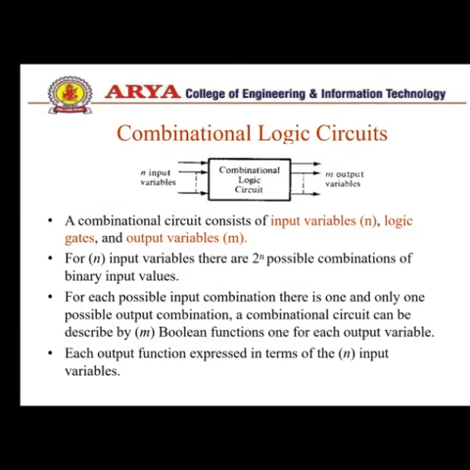A combinational circuit is a circuit in which we combine different gates. The term combinational circuit means combining two or more logic gates to form a required function where the output at a given time depends only on the input. In the block diagram, we have n input variables and m output variables, and in this block we use combinational logic circuits. For n input variables, there are 2 power n possible combinations of binary input values.